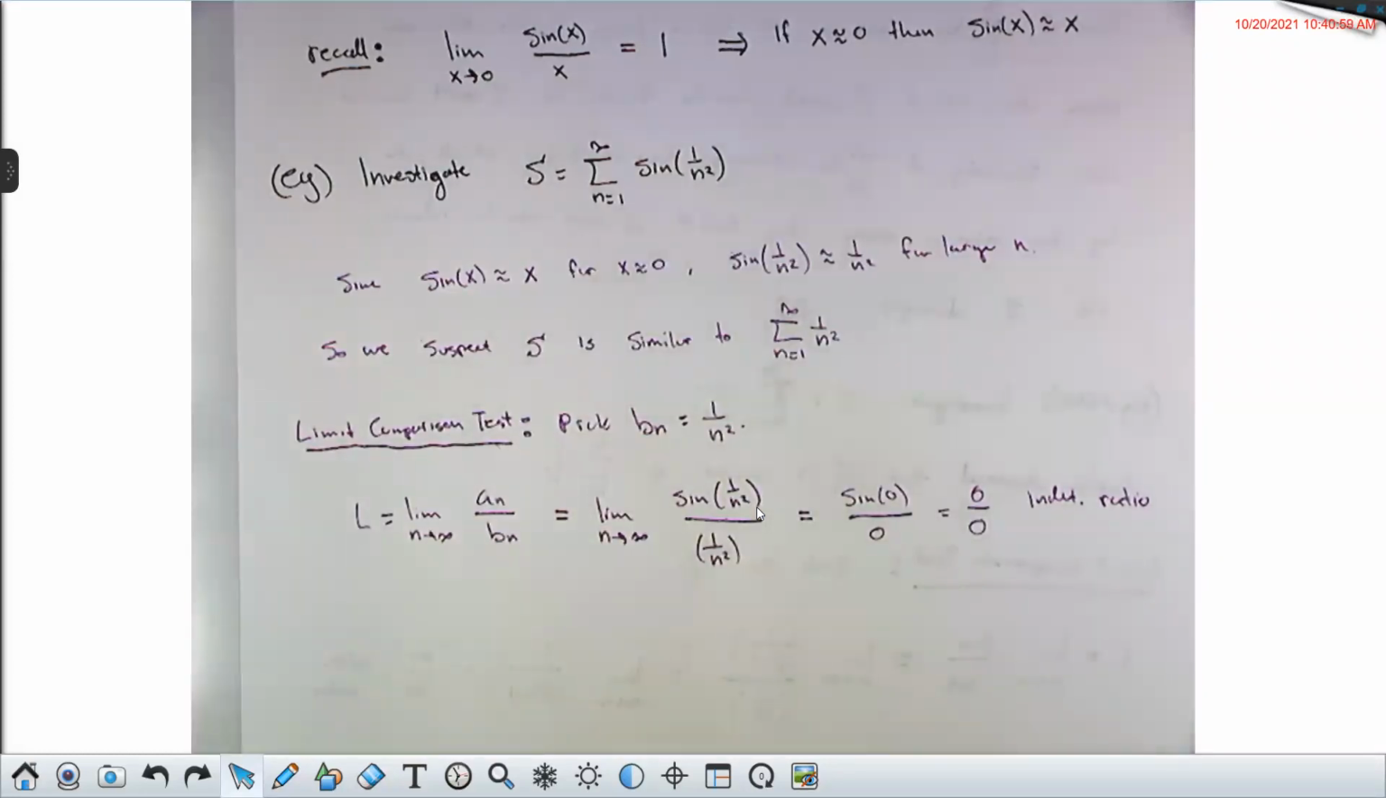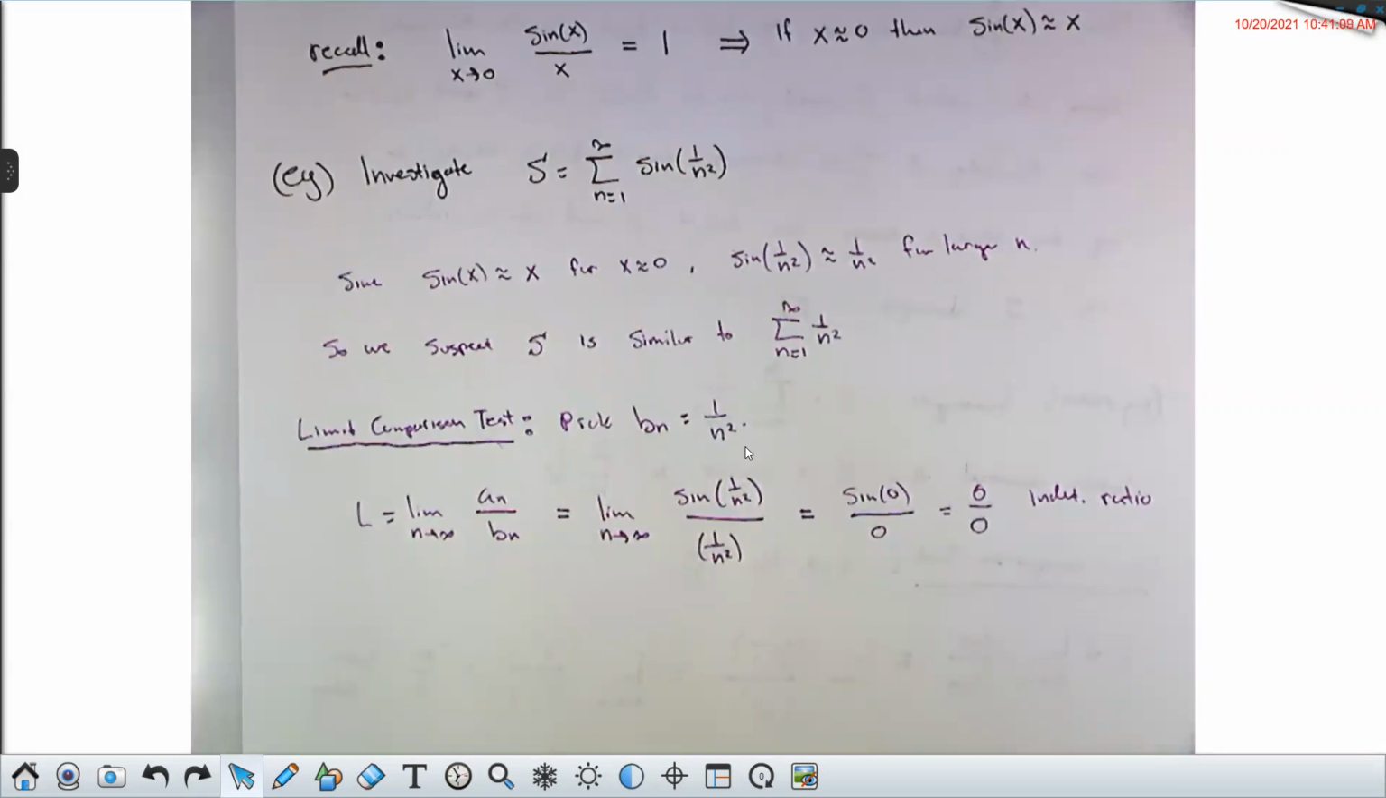The other question, I got something in a DM in the chat asking what does it say right after limit comparison test? It says pick bn equals 1 over n squared. So we're telling our reader what bn I'm going to use to compare. I'm going to compare my series with the series sigma 1 over n squared. And yeah, Daniel's correct. 1 over n squared goes to 0, and sine of 1 over n squared goes to the sine of 0, which is 0.